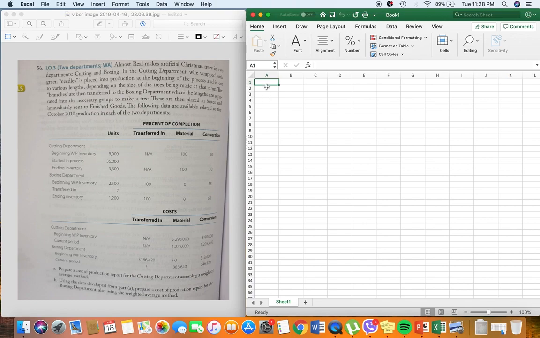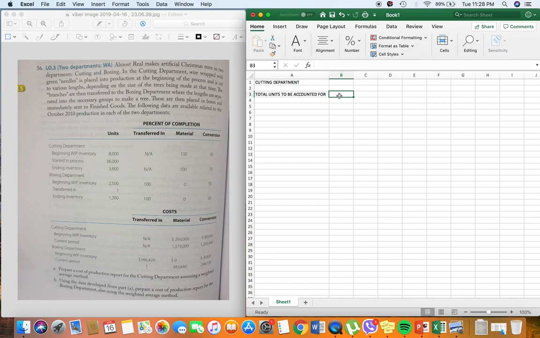So as we have discussed, the first step, of course, we will account for the cutting department first. So for the cutting department, as we have done in the past, the first thing we do is to compute for the total units to be accounted for. So the total units to be accounted for is the sum of the beginning work in process inventory plus the units that we have started in process. So we have the following. Beginning work in process inventory is equal to 8,000 units.